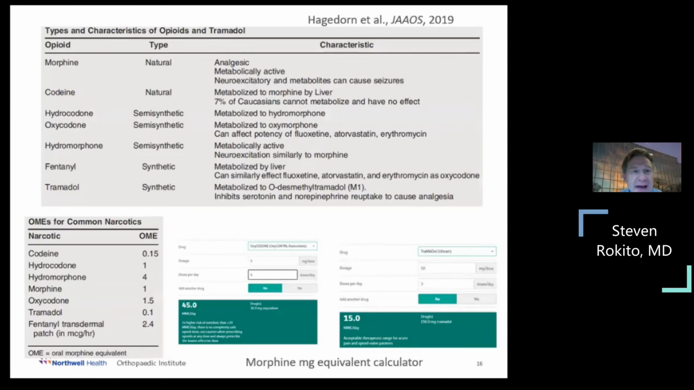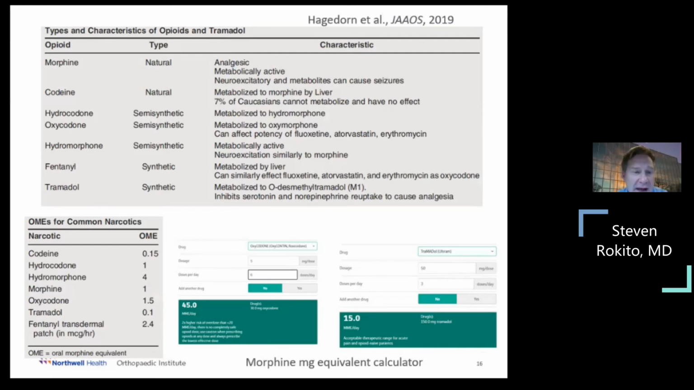So understanding the different types of opioids is important. Understanding where they're derived from. Are they natural, semi-synthetic, or synthetic? But then also obviously understanding the characteristics of each of these is important. How are they metabolized? Are they metabolically active, or do they need to go through metabolic pathways to become activated? Morphine is metabolically active, whereas codeine needs to be metabolized in the liver. This is important as some patients cannot metabolize the codeine, and as a result, they're not going to have any effect from the use of the opioid.